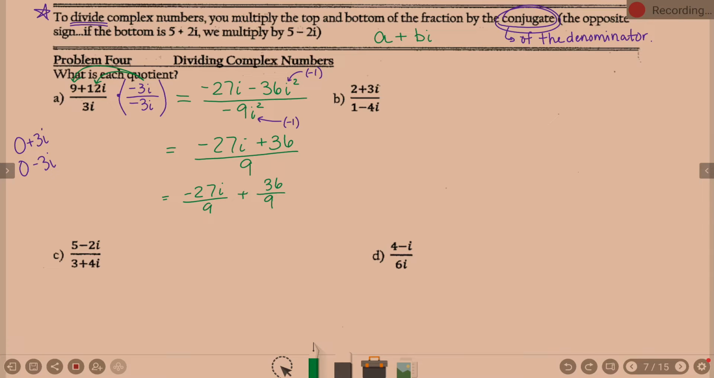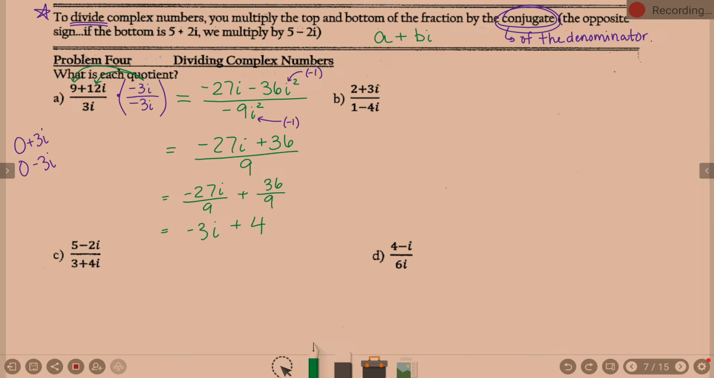What do you notice about -27i divided by 9? It's -3i. 27 divided by 9 is 3, and negative divided by a positive is negative. So this is equivalent to -3i. Plus, what do you know about 36 divided by 9? 4. So -3i plus 4.